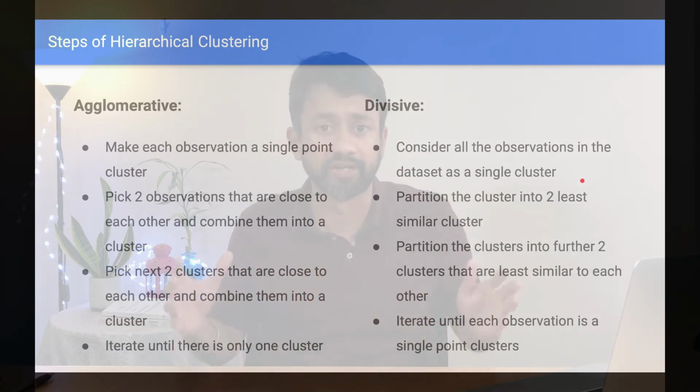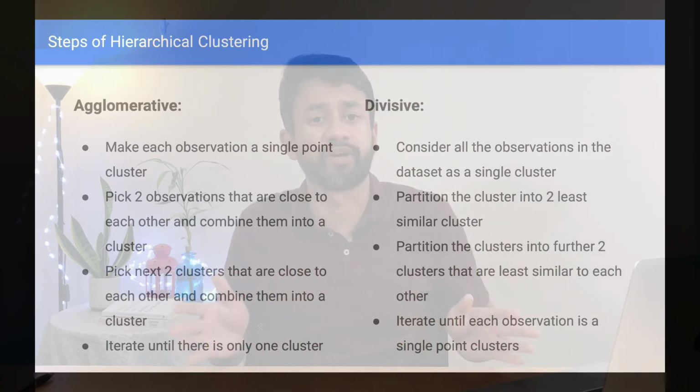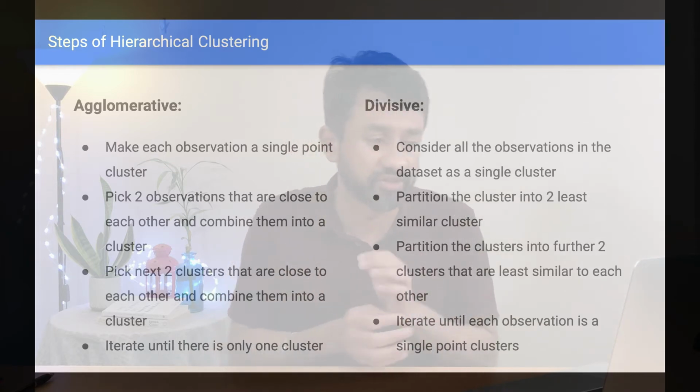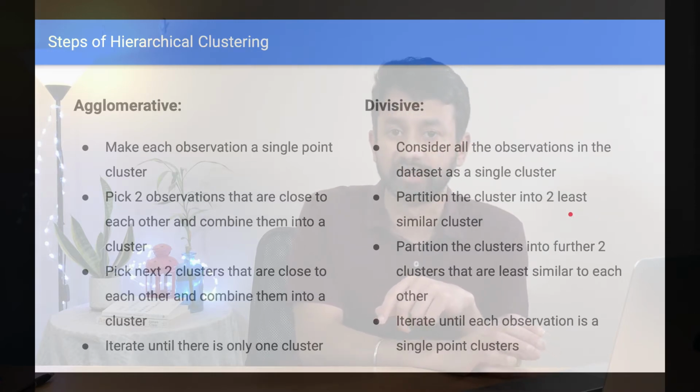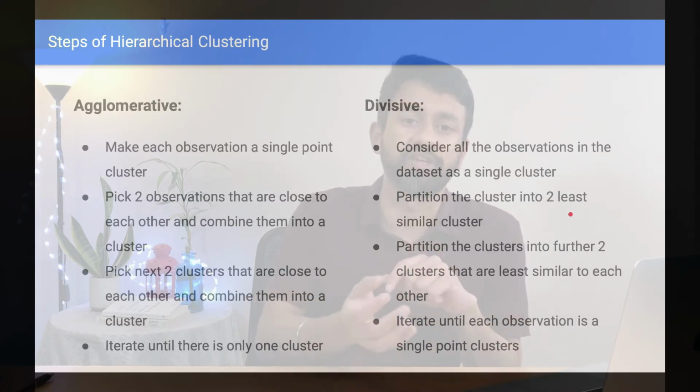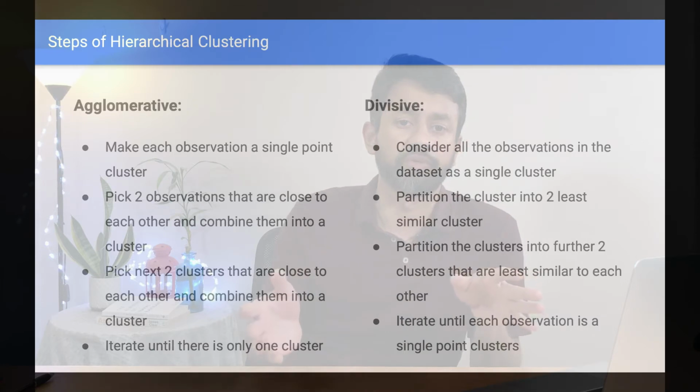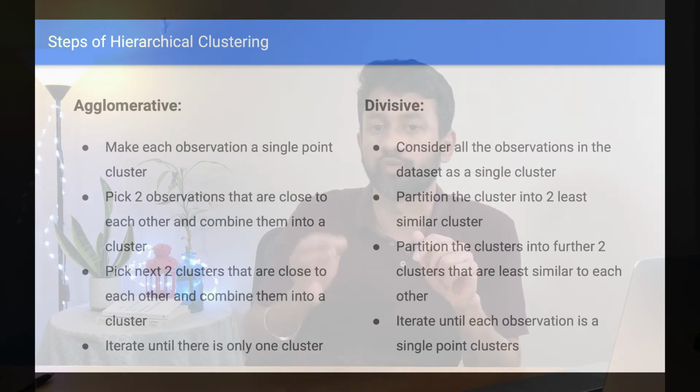So we divide the observations into two different clusters that are least similar to each other. Once we divide that, we continue this process. We again partition the cluster that has more than two observations in it, and divide that into two different clusters that are least similar to each other. This process continues until we have one cluster for each observation present in the dataset.